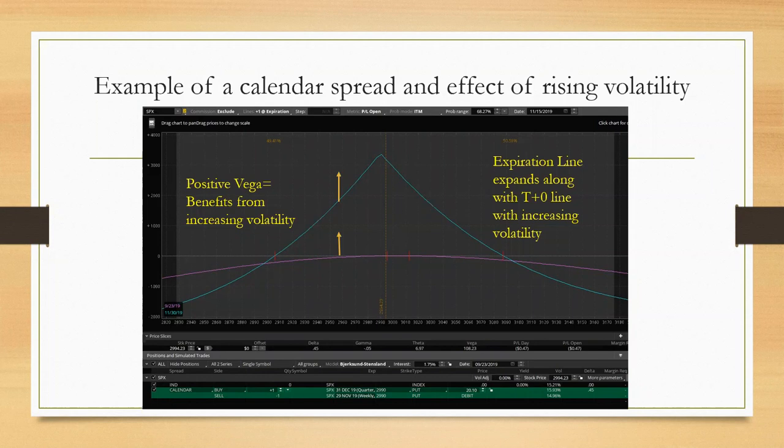Now, typically, if there's some news-driven event that spikes the volatility in the market, it typically affects the shorter dated leg more than the longer dated leg. But yes, there's a lot of dynamics going on there, and I'm trying to simplify it so we can at least give you an introduction. But you're absolutely right about that.